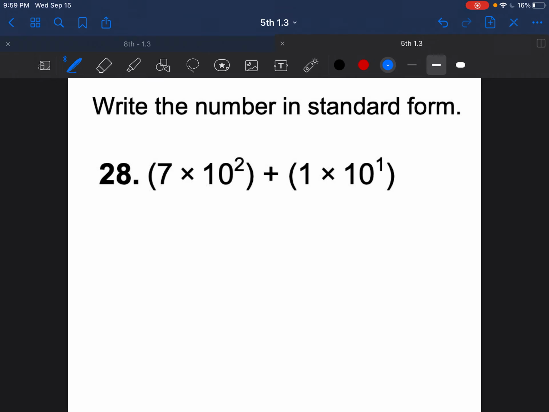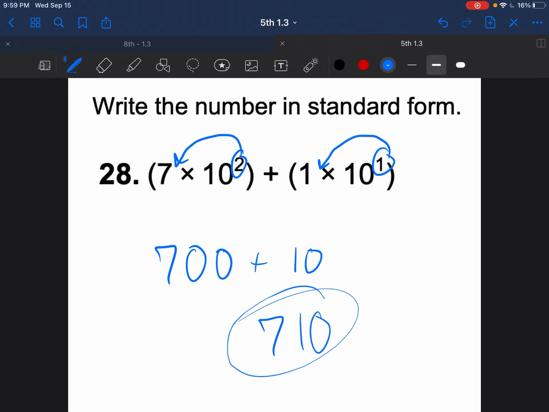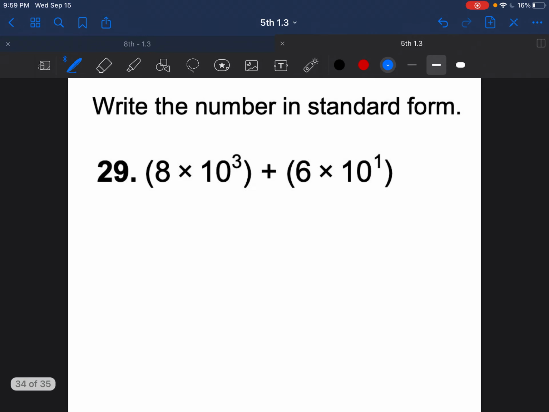Write the number in standard form. Okay, same rules apply. How many zeros should that have? 2 of them, so 7 with 2 zeros. Plus, how many zeros should that have? 1 zero. So what is 700 plus 10? That's 710. Good job. Let's move on to the next question, number 29.